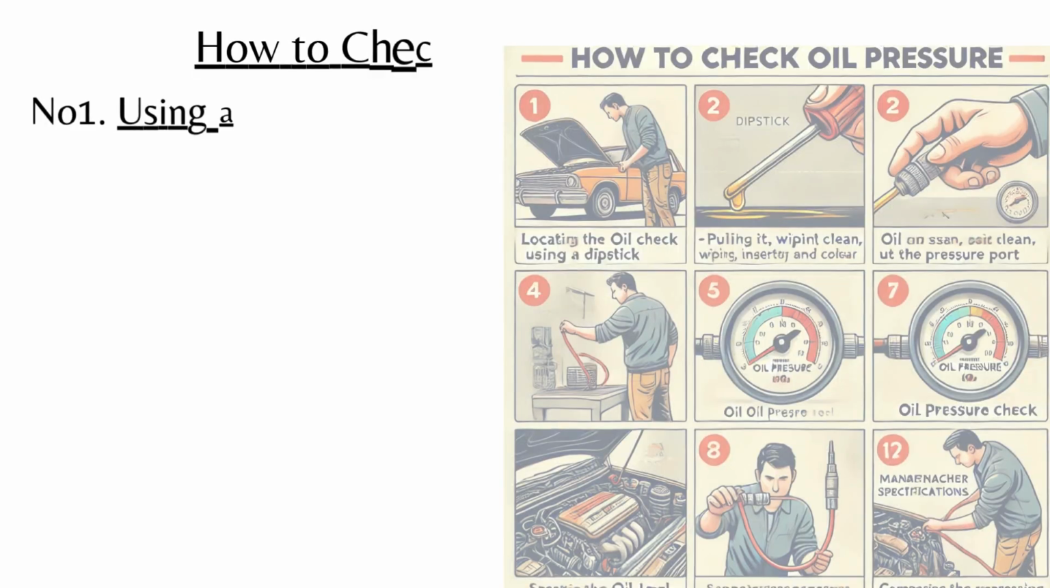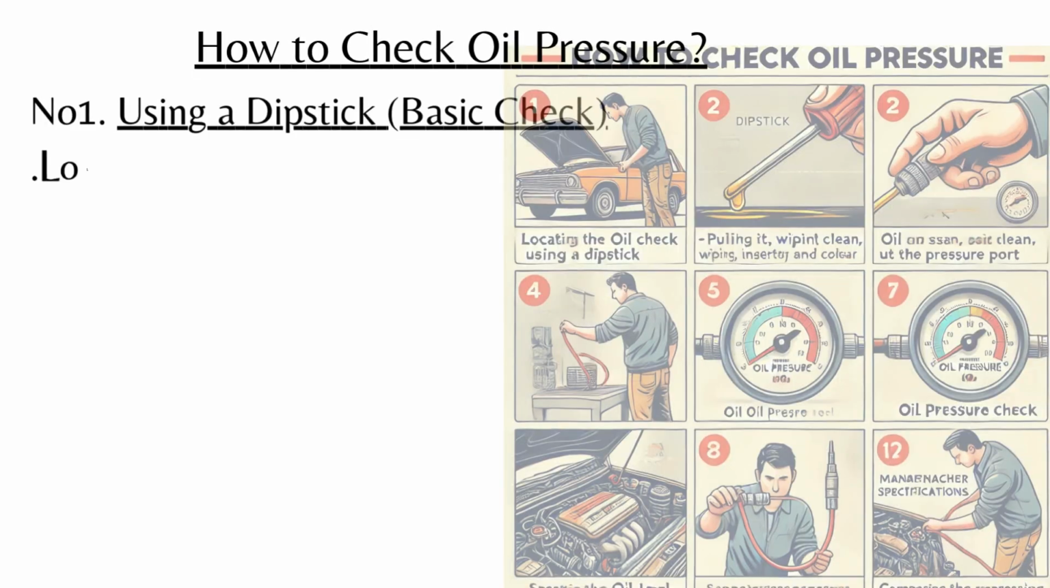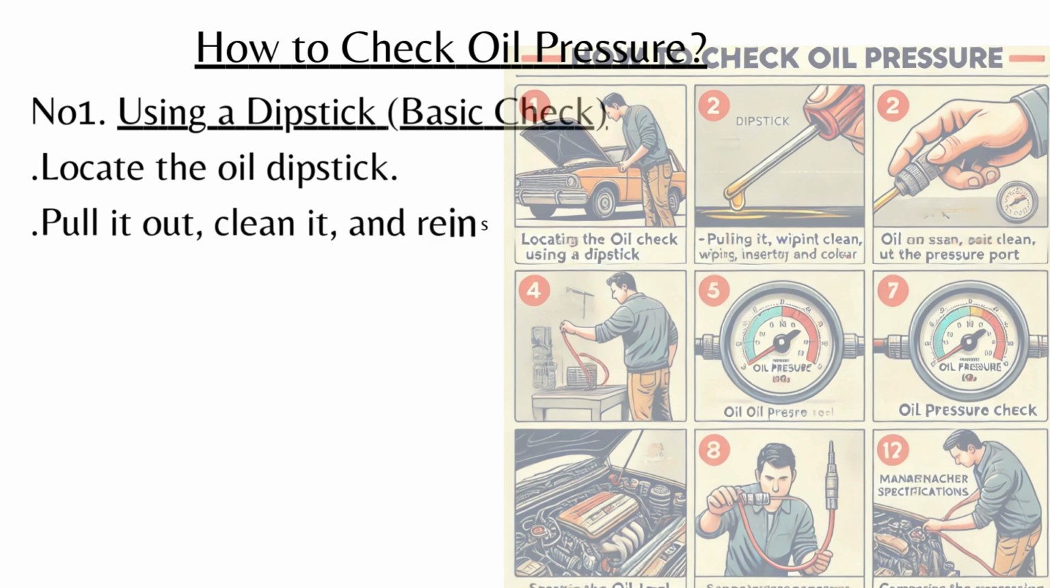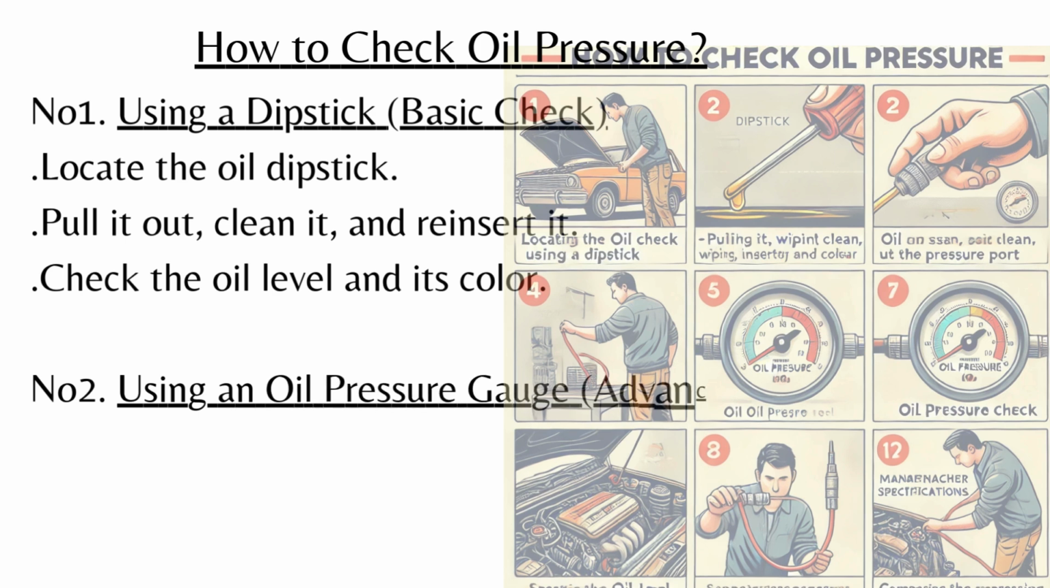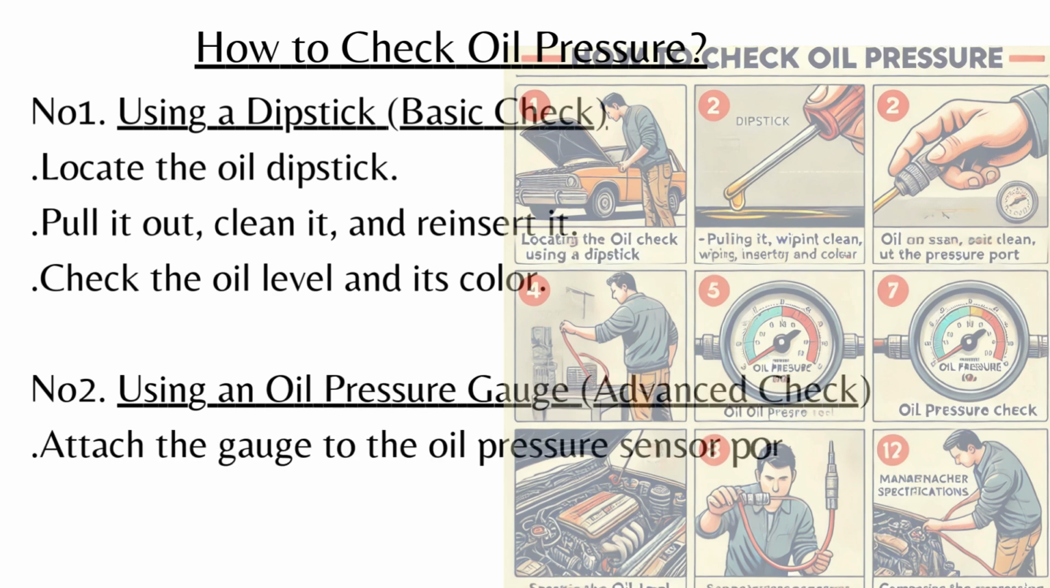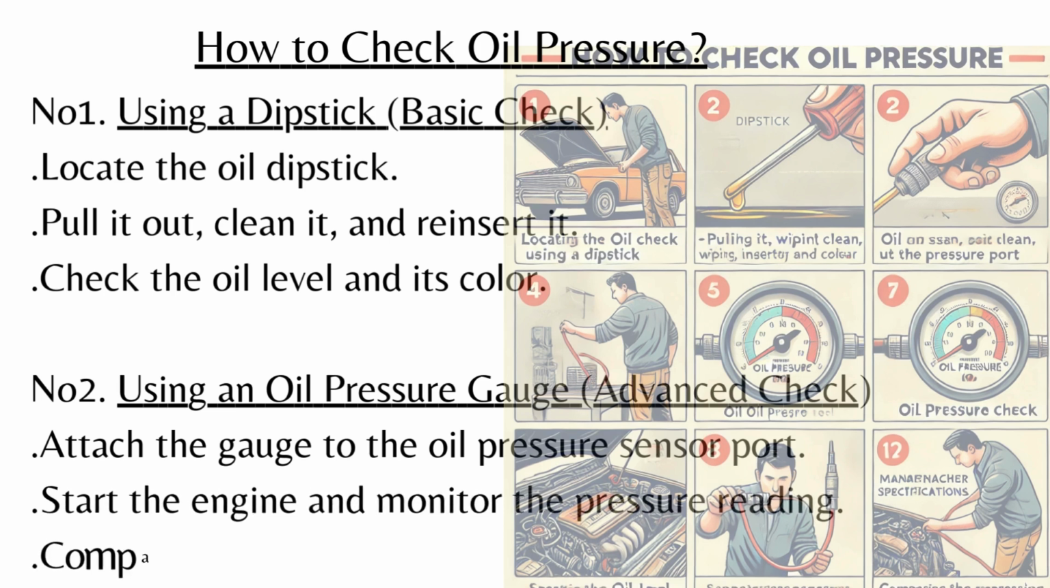How to check oil pressure. Number 1. Using a dipstick, basic check. Locate the oil dipstick. Pull it out, clean it, and reinsert it. Check the oil level and its color. Number 2. Using an oil pressure gauge, advanced check. Attach the gauge to the oil pressure sensor port. Start the engine and monitor the pressure reading.